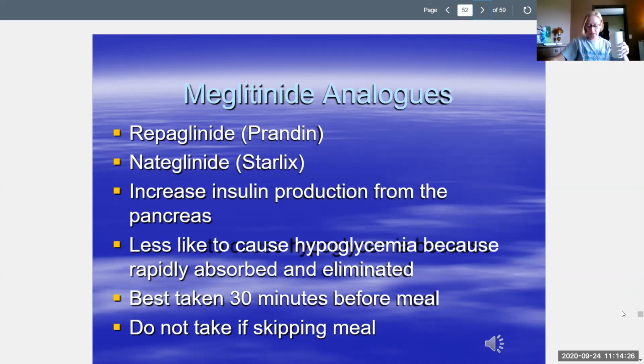So with these ones, they do work in the pancreas, and they increase insulin production, but they are rapidly absorbed and eliminated. Since they are more rapid acting, it's best that they take it 30 minutes before meals, and they shouldn't take it if they're skipping a meal. So if they're NPO or something, they should not be taking these medications.